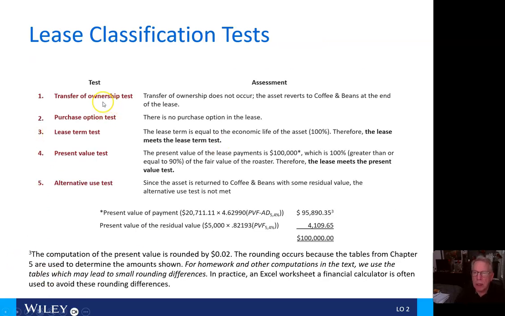Okay, let's look at those lease classification tests. Number 1. Transfer of ownership does not occur. The assets revert to Coffee and Beans at the end of the lease. Number 2, the purchase option test. There's no purchase option in the lease. Number 3, the lease term test. The lease term is equal to the economic life of the asset, 100%. Therefore, the lease does meet the lease term test.